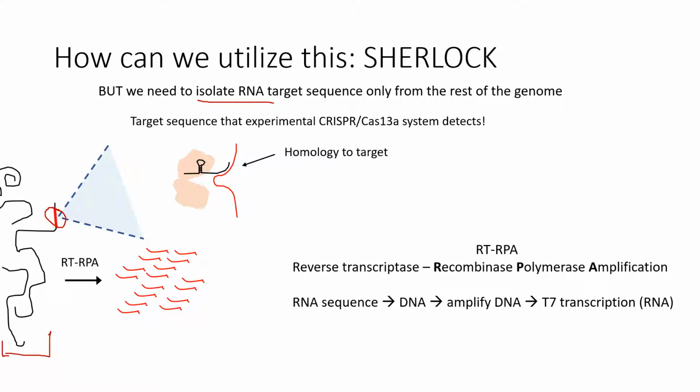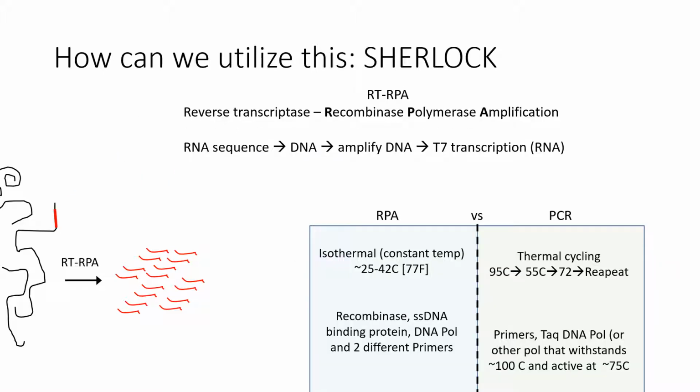And so they do something called RT-RPA, which is Recombinase Polymerase Amplification. Much like PCR, RPA amplifies its sequence of interest. But where it differs is that PCR uses thermal cycling, which is why it's kind of expensive. You separate the strands by introducing heat, 95 Celsius, to break them apart, and then you start to amplify the DNA sequence you're interested in.